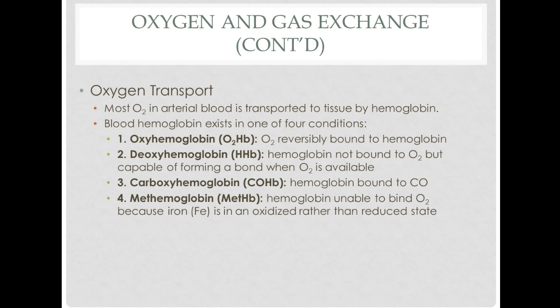Carboxyhemoglobin is hemoglobin bound to carbon monoxide. As we're going to learn, carbon monoxide is very toxic and has 200 times the binding affinity to hemoglobin as oxygen does, so that's why it's so deadly. Methemoglobin is hemoglobin that's unable to bind to oxygen because the iron is in an oxidized rather than a reduced state. So that hemoglobin would not be able to take on oxygen.